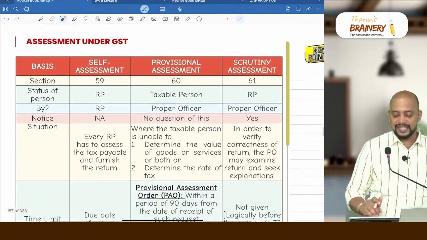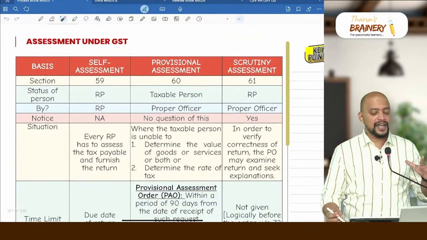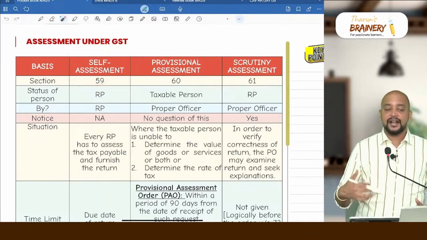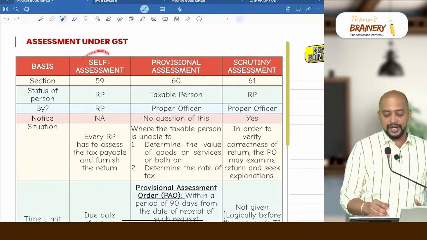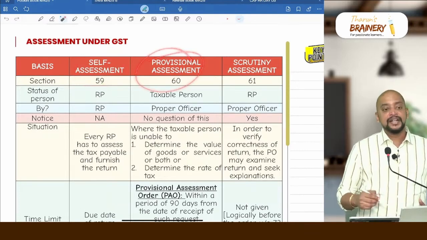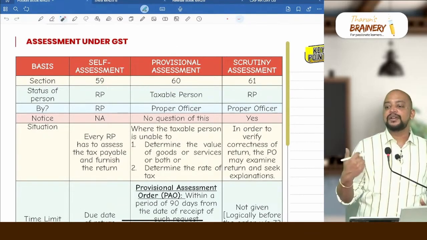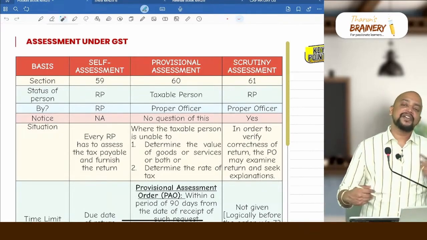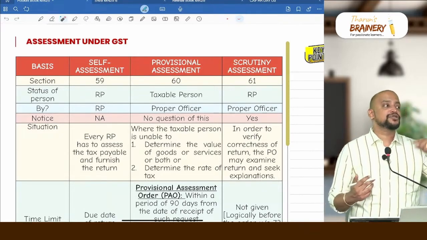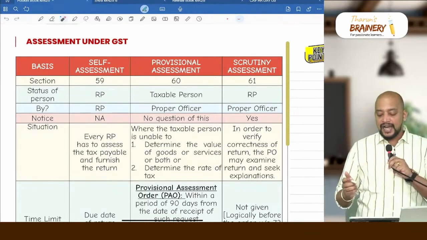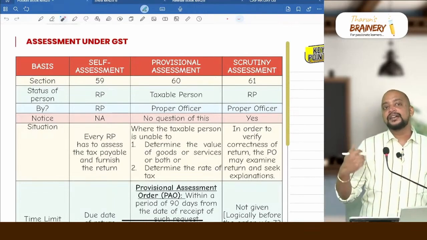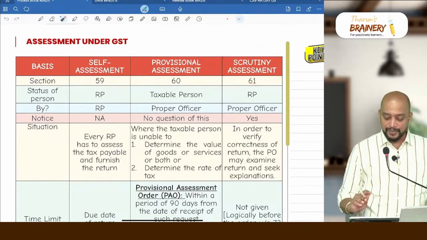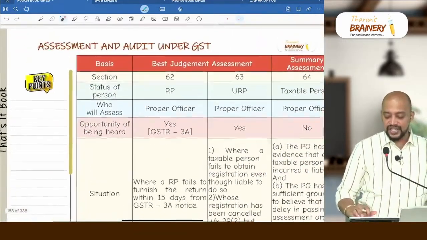Then look into assessment under GST. Total we have 5 types of assessment. Self-assessment, that is where the taxpayer can compute how much tax he needs to pay, that is known as self-assessment. Provisional assessment, where he is unable to compute, then he will make an application, that is provisional assessment. Then scrutiny assessment, whenever he files the self-assessment return, that will be taken up for scrutiny by the GST department and they will verify, and they will give a notice in case of discrepancy, that is known as scrutiny assessment. And then we have best judgment assessment.